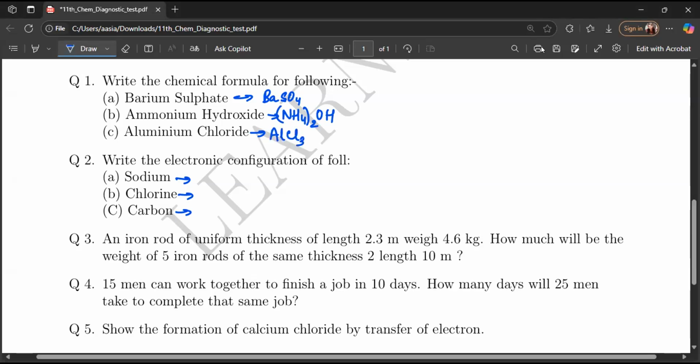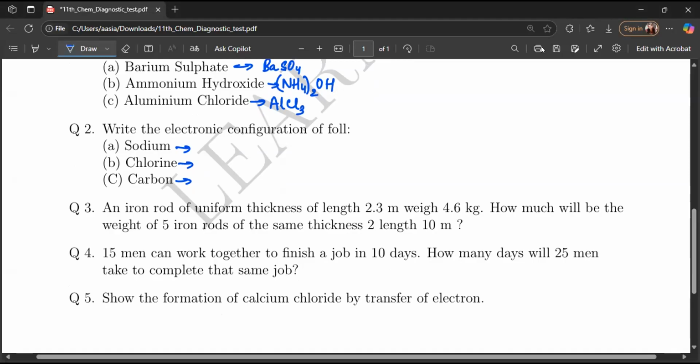Okay, tell me what is the electronic configuration of sodium, chlorine, and carbon. 2, 8, 1. Then chlorine, 2, 8, 7. Okay, carbon, 2 and 4. Okay, do the rest of the questions. Next one, take this one.